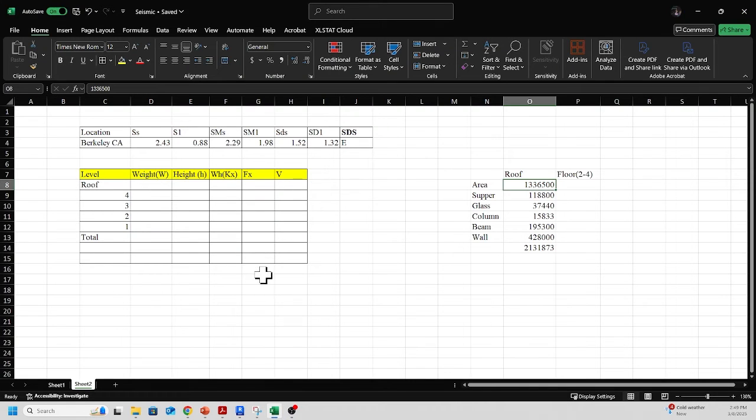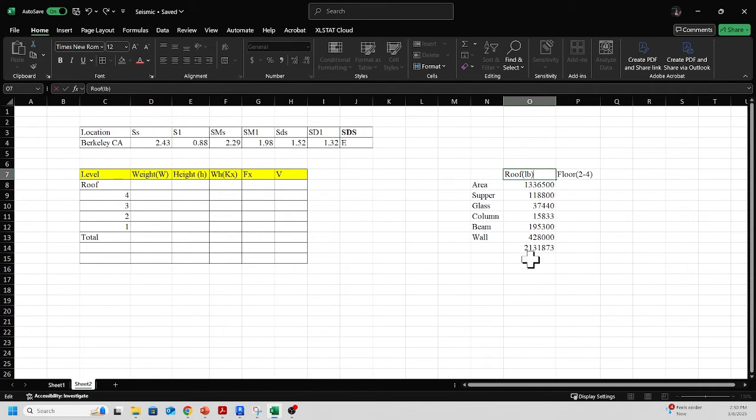You've got to start this Excel. Make yourself this table here. We start with level, weight, height, kx, which is basically these two multiplied, then Fx and V, and then we have the roof, 4th floor, 3, 2, 1, and the total. So I'm going to come up here and say the roof, and that's the number we just calculated. The area came out to this, in pounds. Again, this is in pounds. This is just for my own calculation for now.